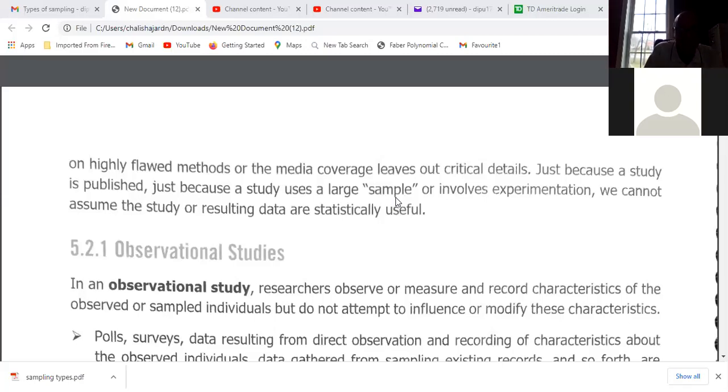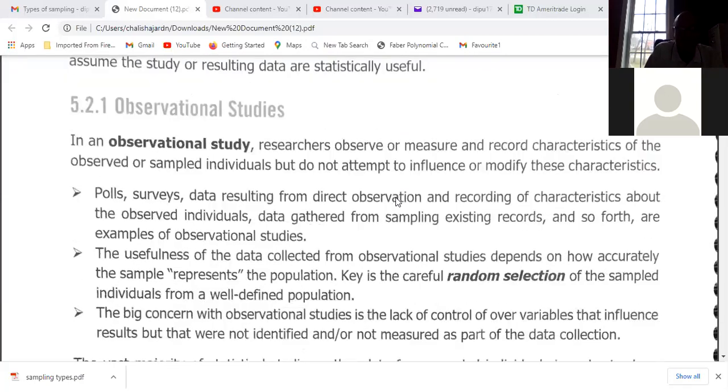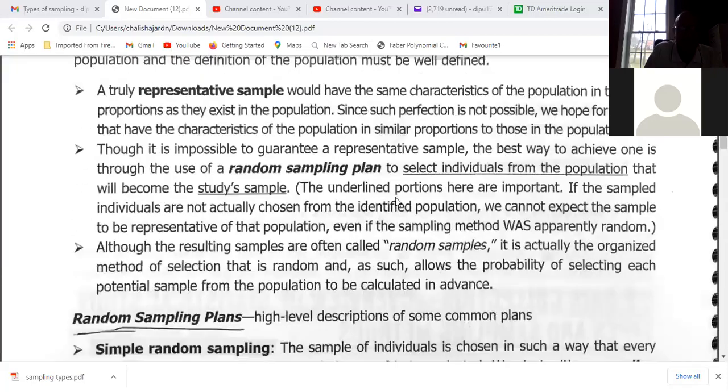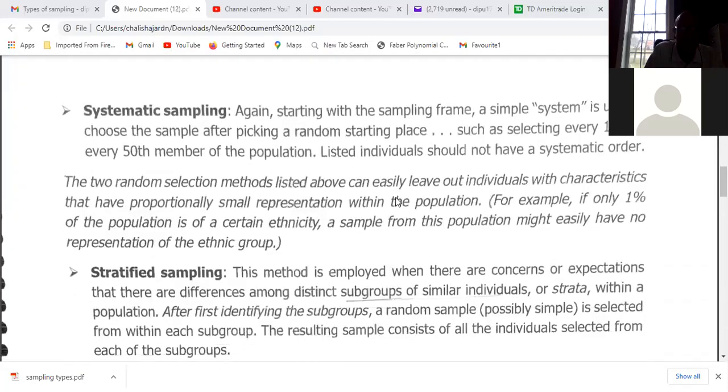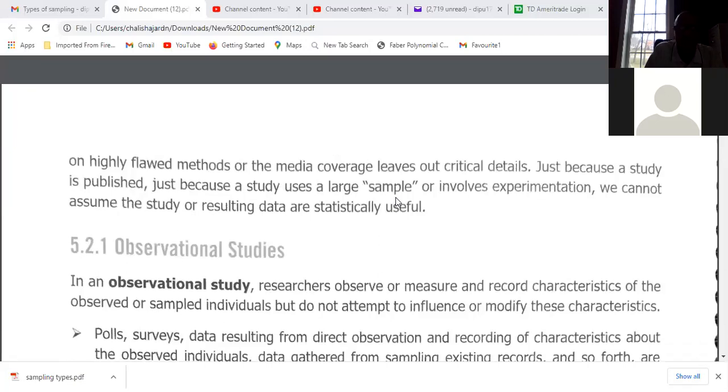So, observational study. Let me just make sure that whatever I'm going to tell you is all covered. Yes, all the things are covered over here.